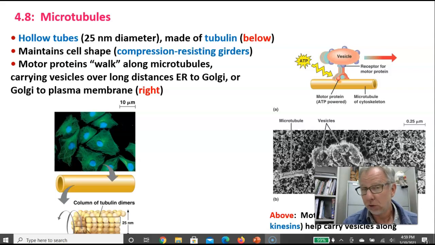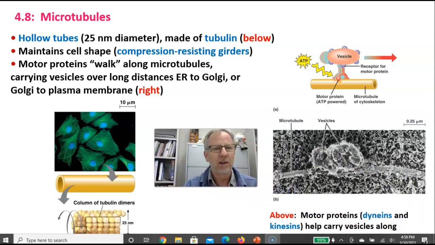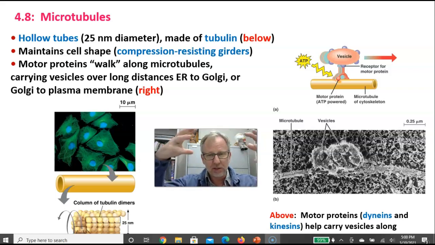So, what do microtubules do? What's their function? Well, first of all, microtubules help to maintain cell shape. Specifically, they function as compression-resisting girders. A girder is like a big strong beam going across the top of a building to give it shape and structure. Compression resisting means that they are resisting squishing forces. They're resisting outside forces that would compress or squish a cell. So microtubules are helping to prevent squishing.